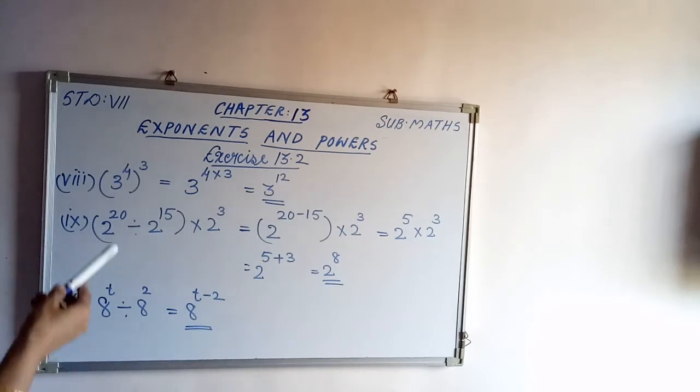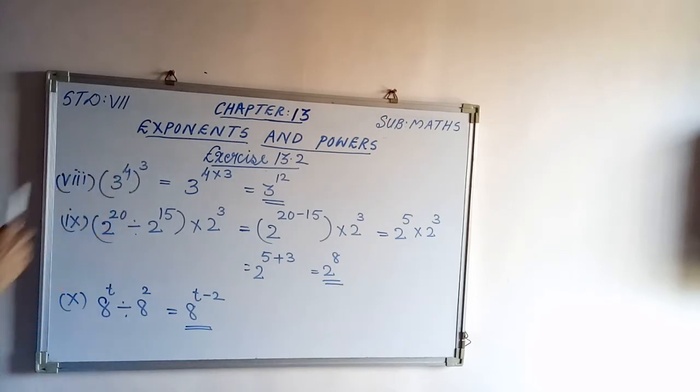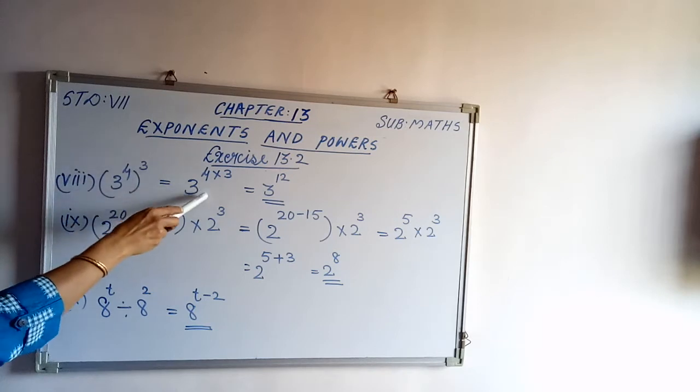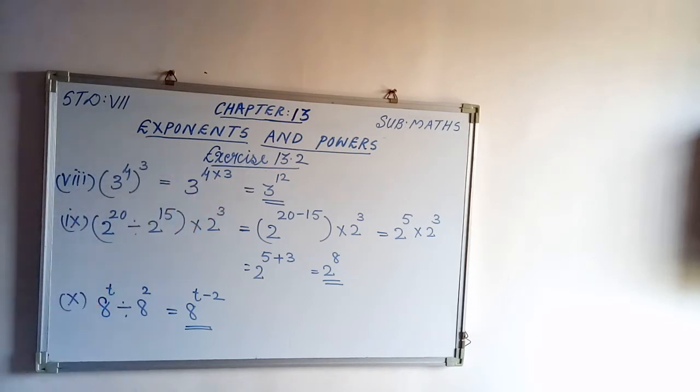3 raised to the power 4, the whole raised to the power 3. So keep the base 3 as it is, then 4 multiplied by 3, that is 3 raised to the power 12. This is (a^m)^n.